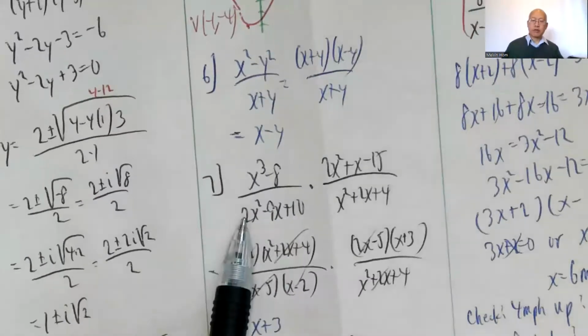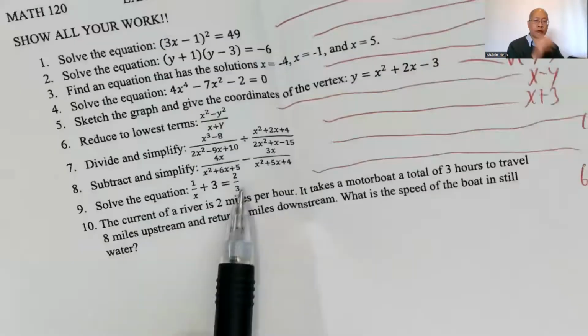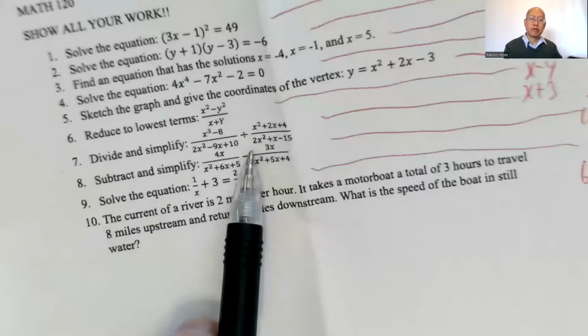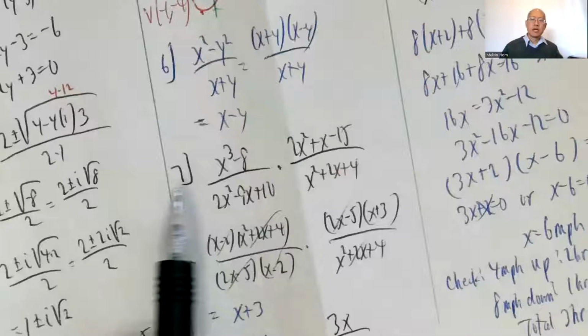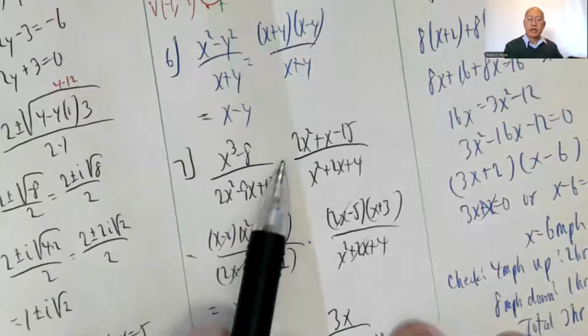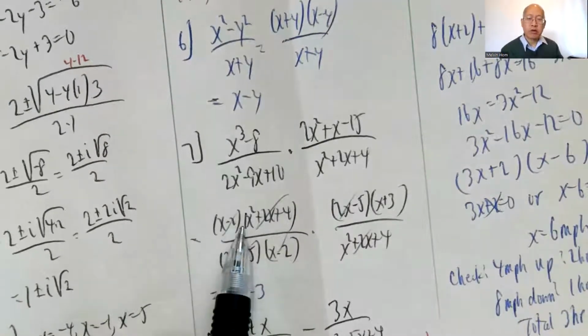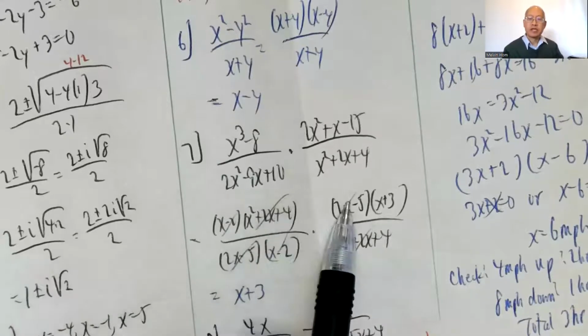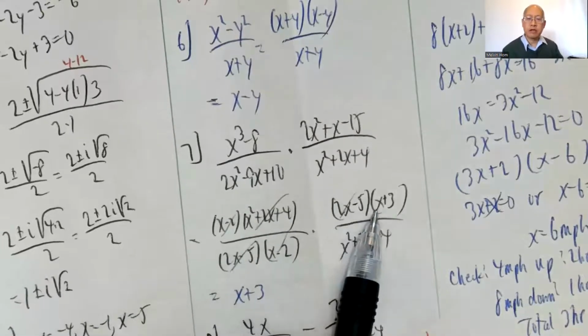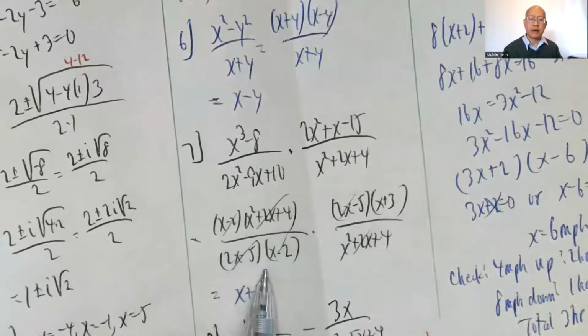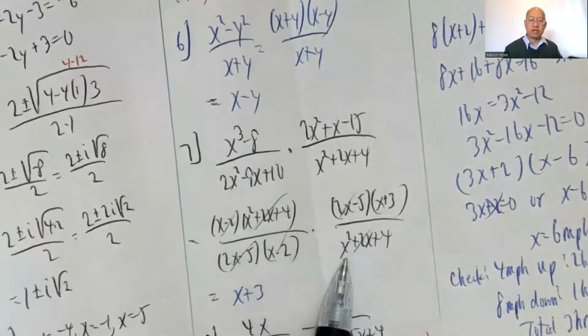Number 7, from the original, you have a division of a fraction, so you multiply by the reciprocal. So leave this alone, flip this, it ends up looking like this. And then you factor. This is the difference of cubes. So that's x minus 2, x squared plus 2x plus 4. This factors into 2x minus 5, x plus 3. This one is 2x minus 5, x minus 2. This one can't factor, just leave it alone.